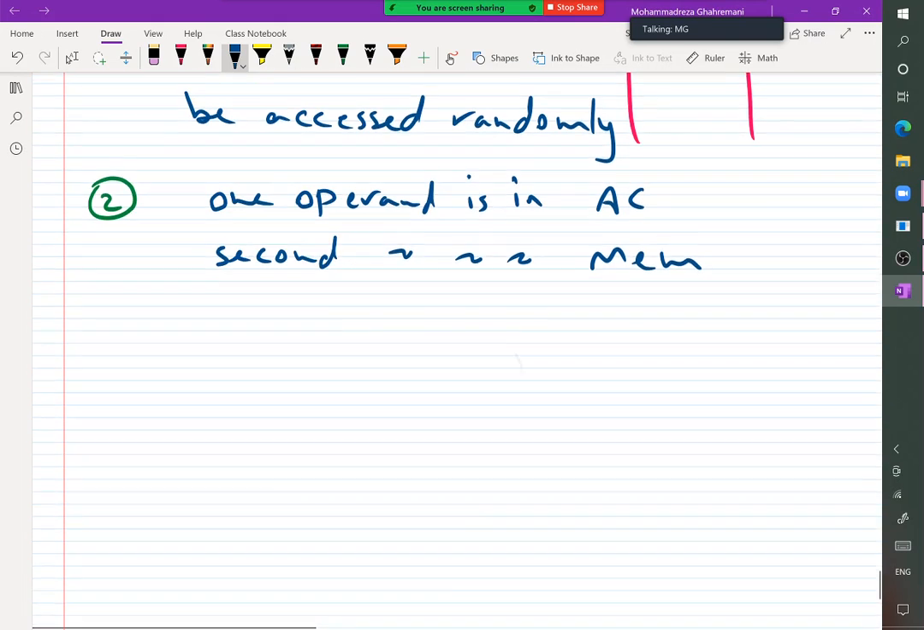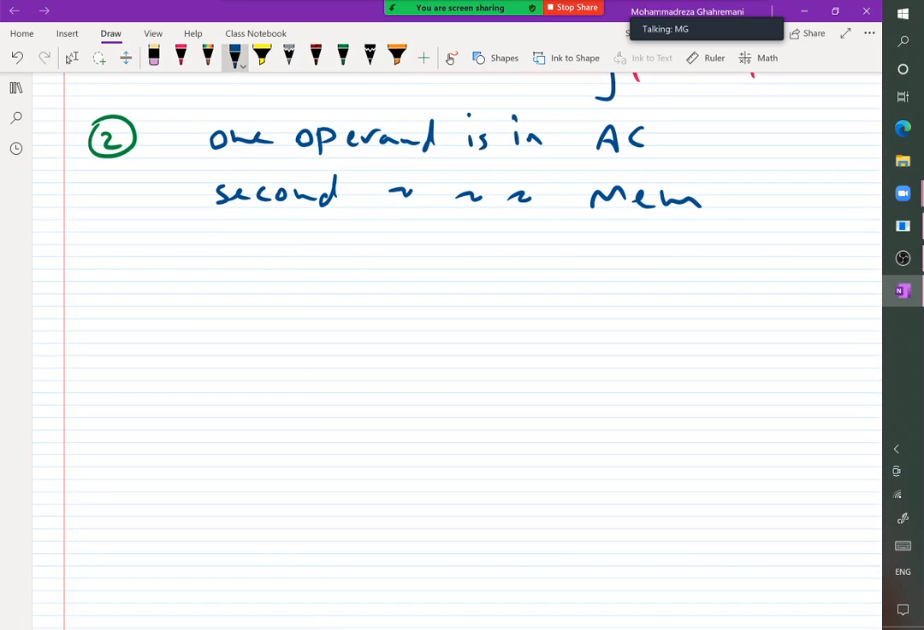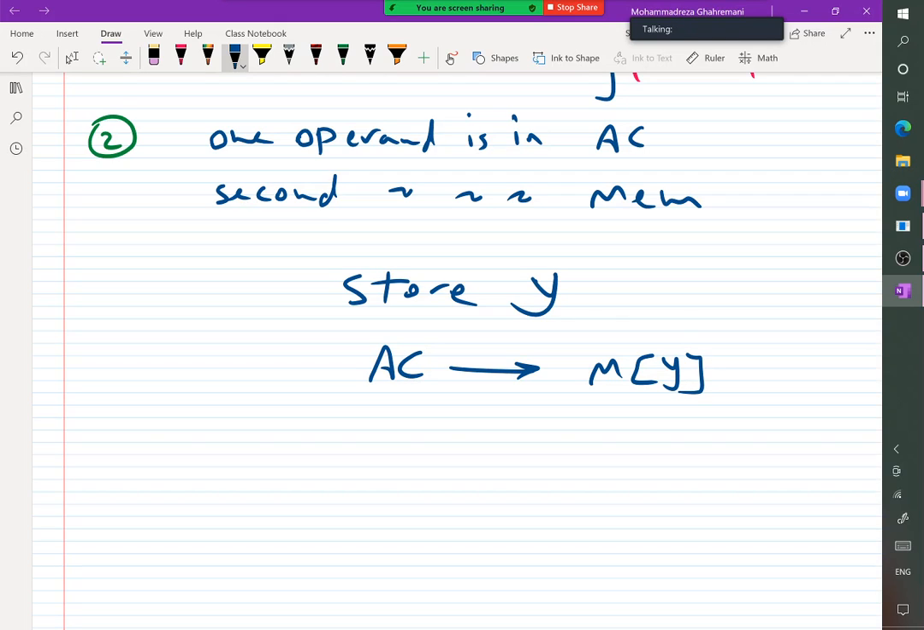Like what we saw in the Mario processor. Store y. What does it do? It takes the value of the accumulator and stores it at the memory address of y. So one operand is in the accumulator, one operand is in memory. This is the accumulator architecture.